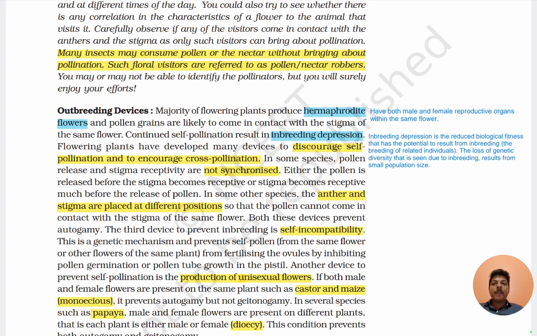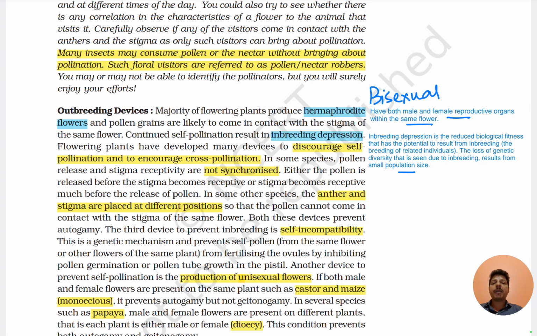Outbreeding devices. The majority of flowering plants produce hermaphrodite flowers, and pollen grains are likely to come in contact with the stigma of the same flower, and continued self-pollination results in inbreeding depression. Here, hermaphrodite means having both male and female reproductive organs within the same flower, also called bisexual, as I told you. And inbreeding depression means the reduced biological fitness that can result from inbreeding, the breeding of related individuals. The loss of genetic diversity seen due to inbreeding results from small population size.